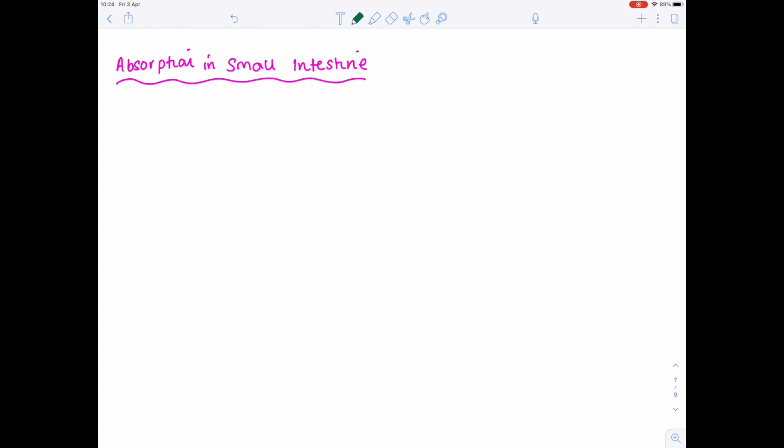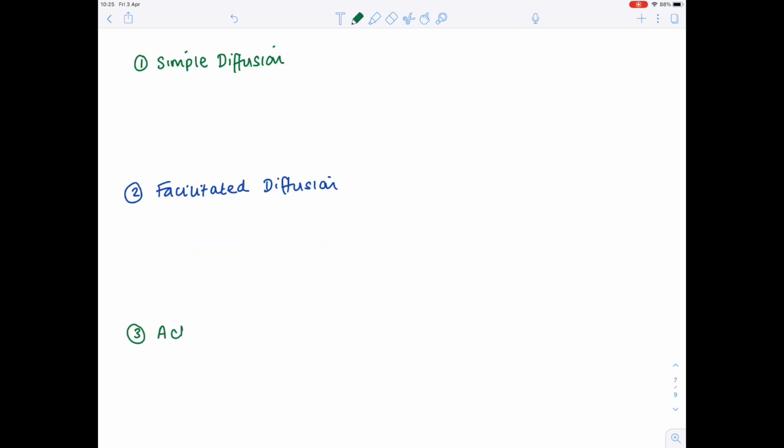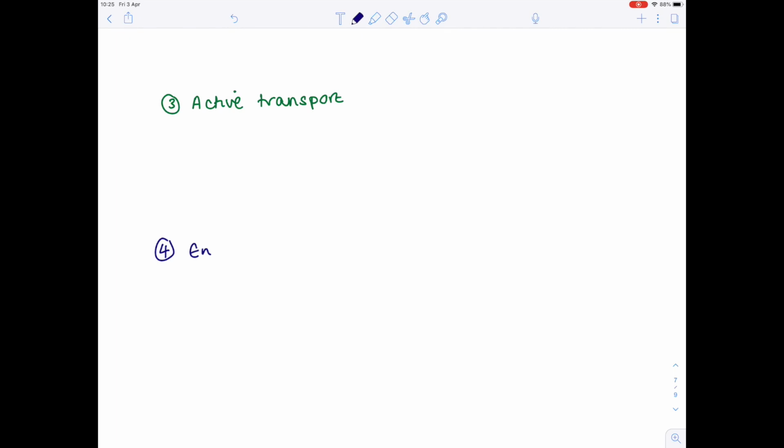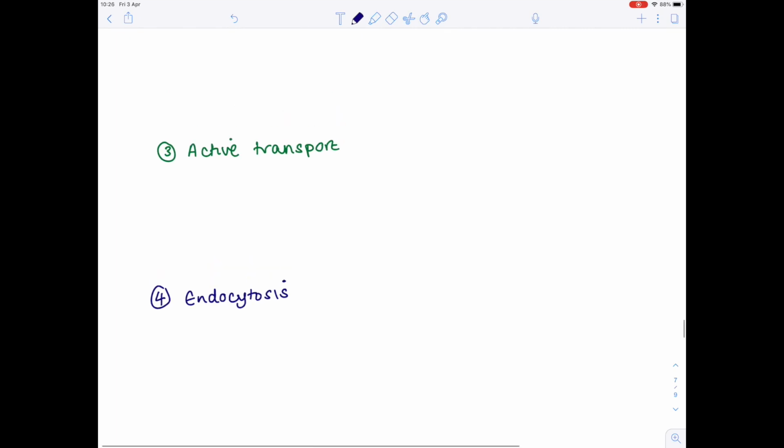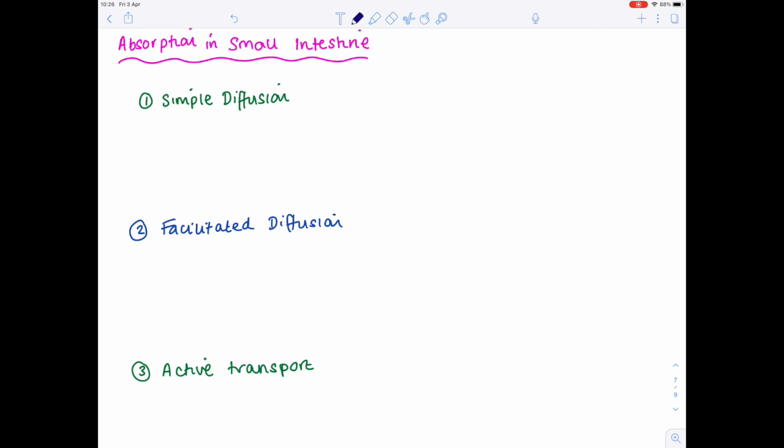So there are four main methods. The first one is the one you'll be most likely to be familiar with, which is simple diffusion. Next up, we have facilitated diffusion. Number 3 is active transport. And then number 4 is endocytosis. So we'll go through each of these methods of transport in turn, giving specific examples. So, absorption in the small intestine.